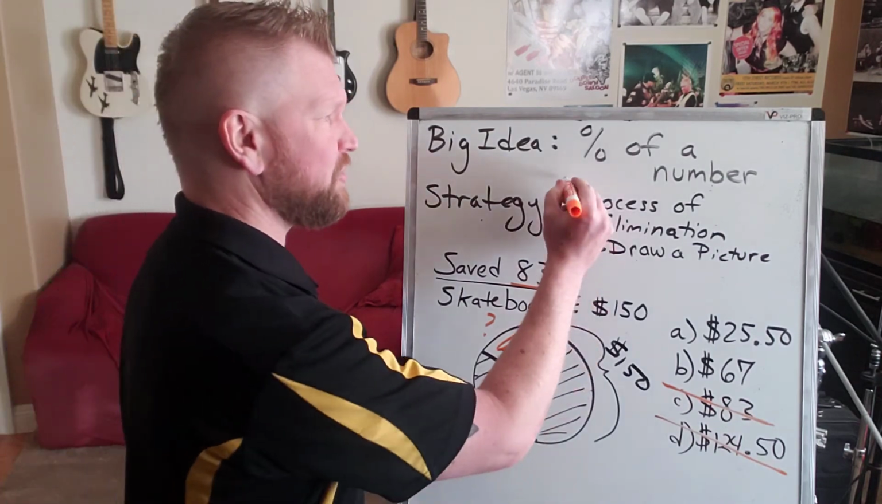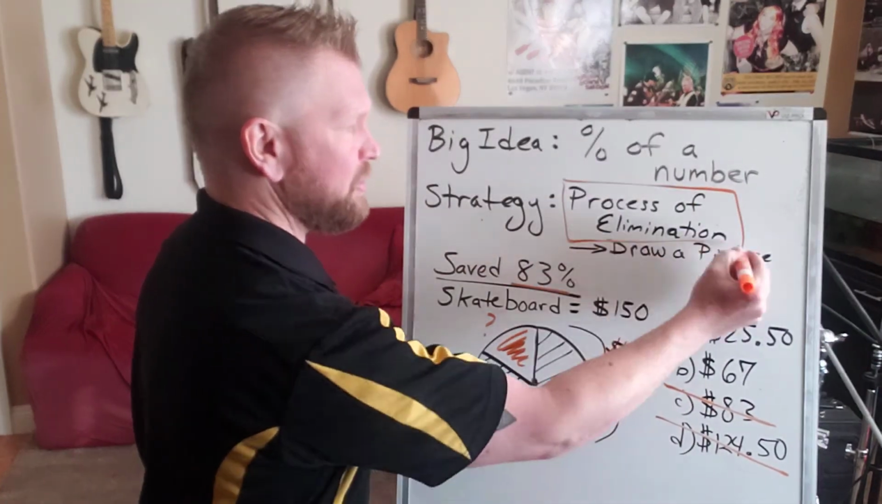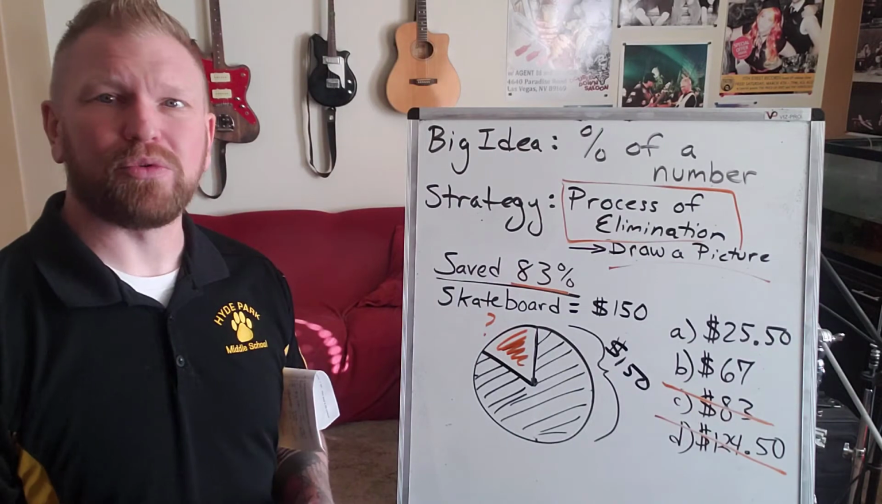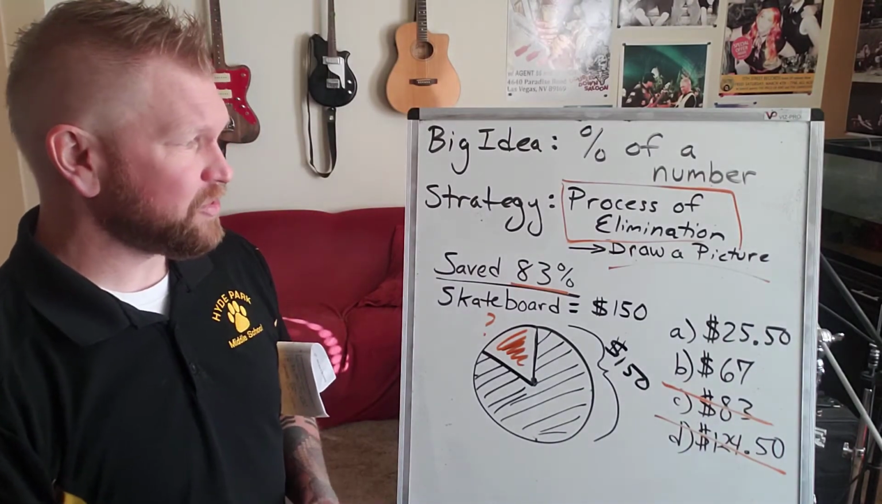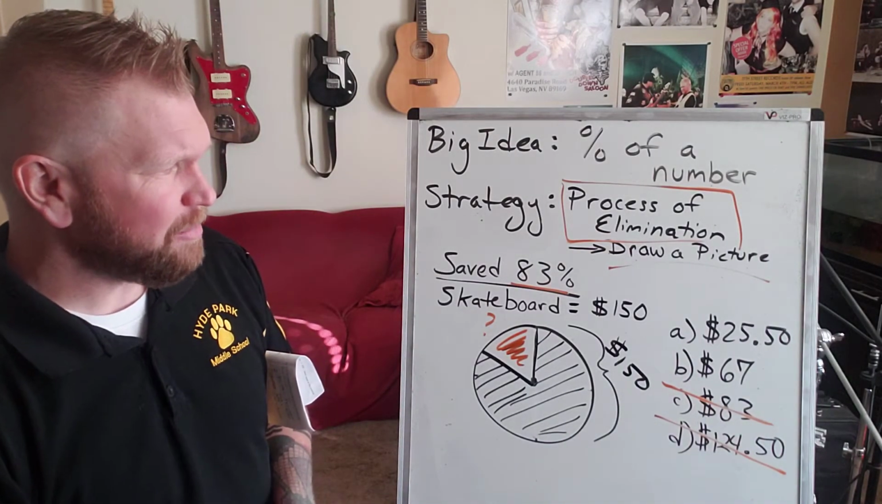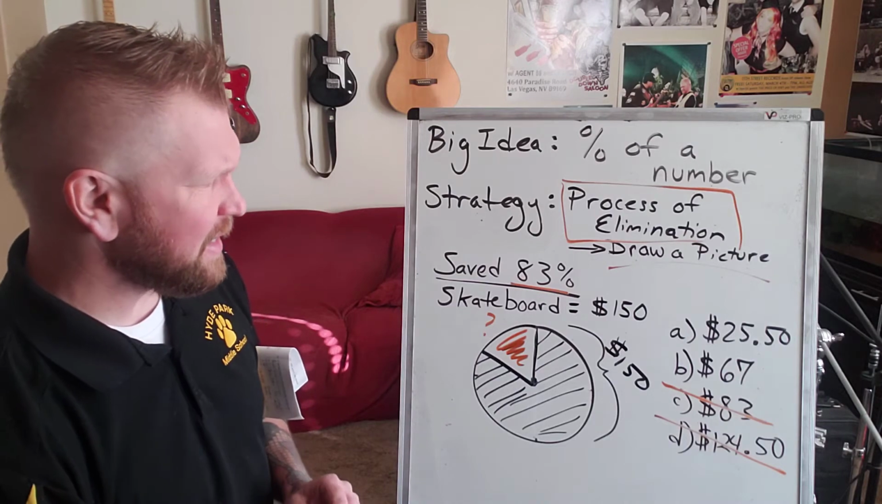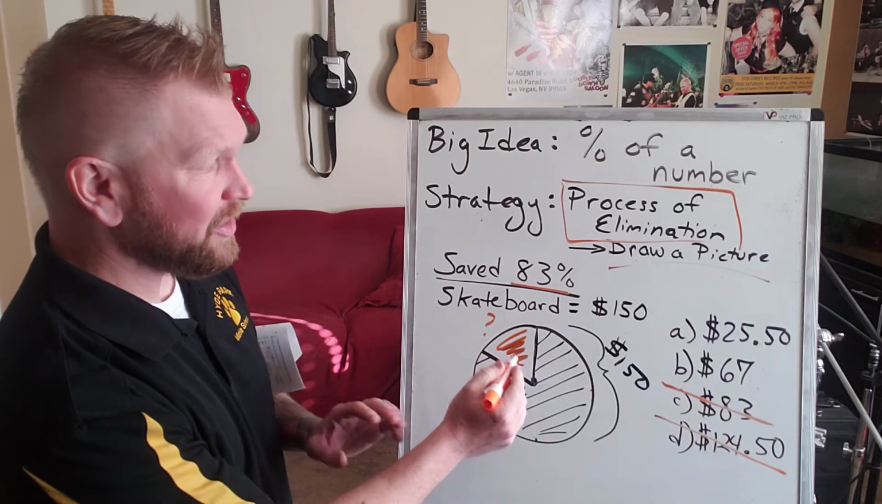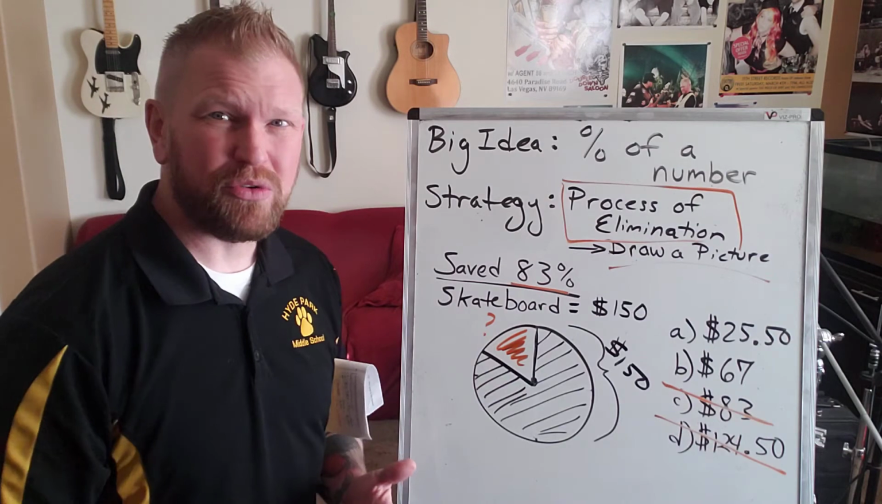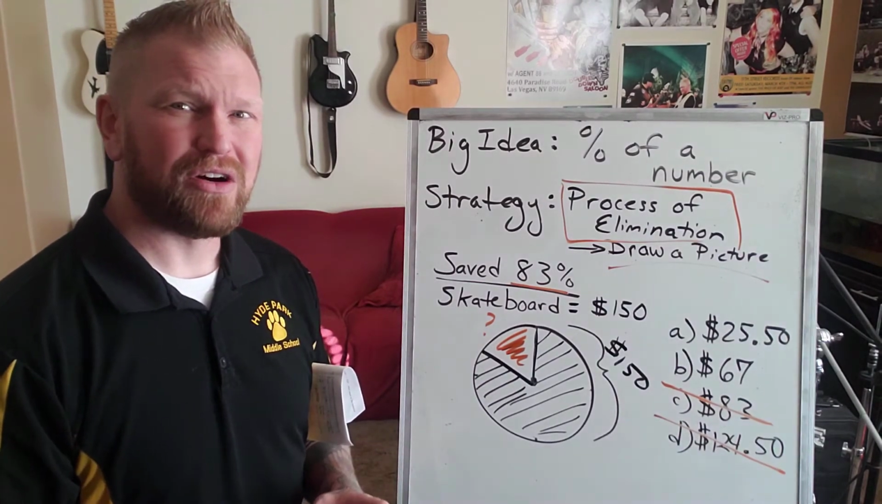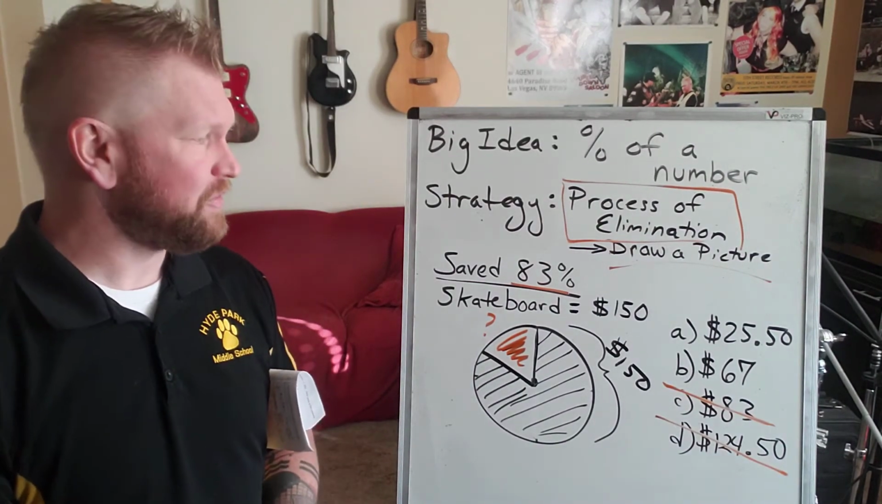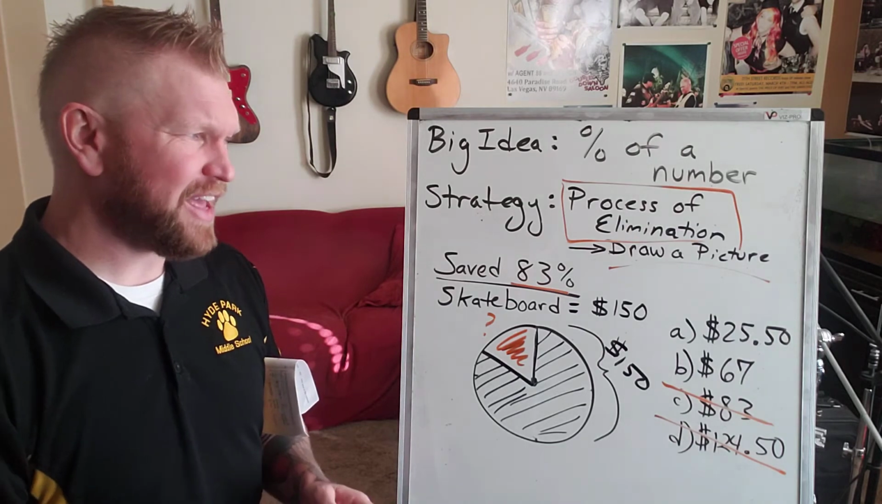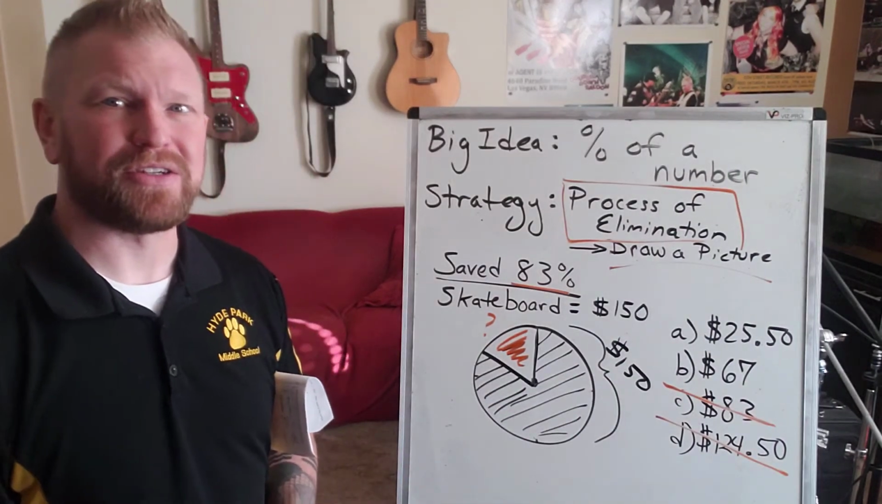So by using this process of elimination, and by drawing the picture so we kind of visualize what we're talking about, we now only have two answers left. So think about which one makes sense. Again, it's less than half of 150. Is it close to one half of 150? Or is it not even close to half of 150 that he still needs to save? Based on that, you could probably guess which one is the right answer.